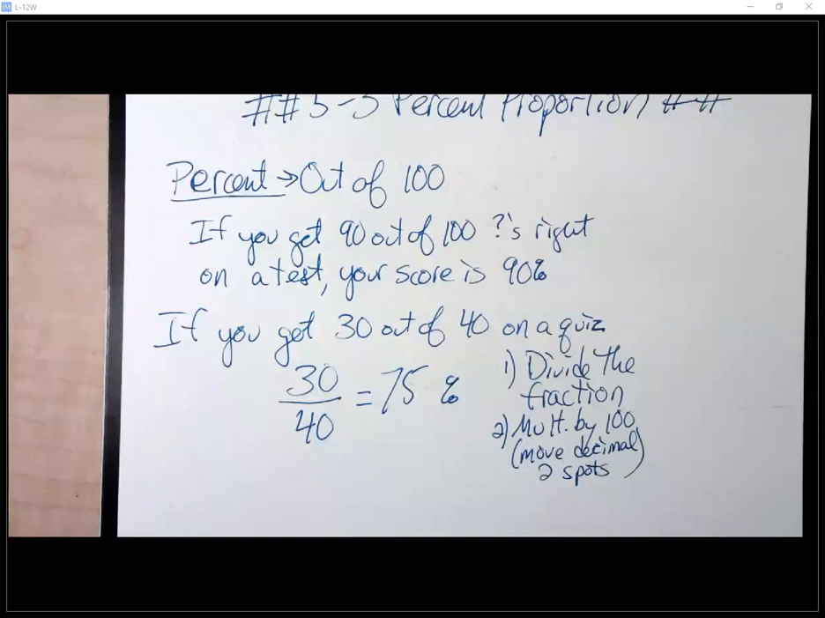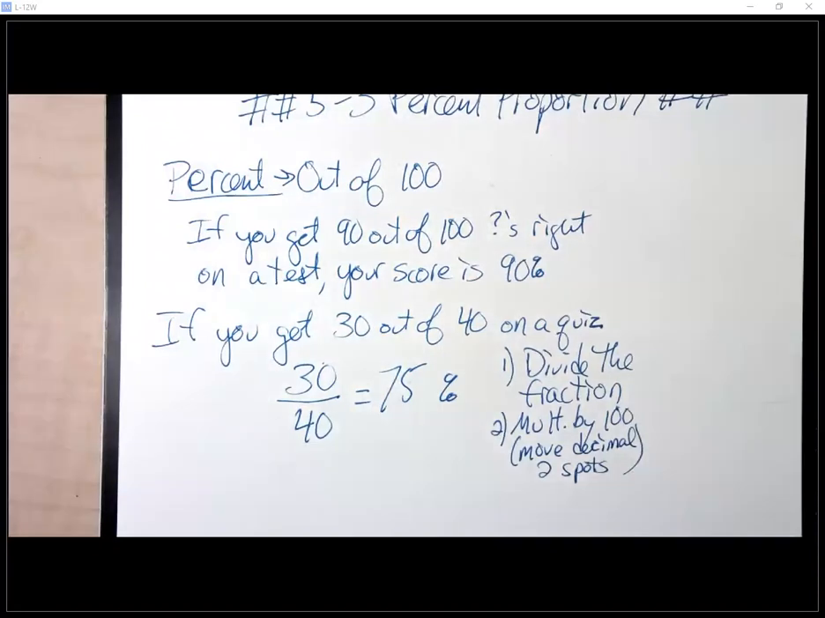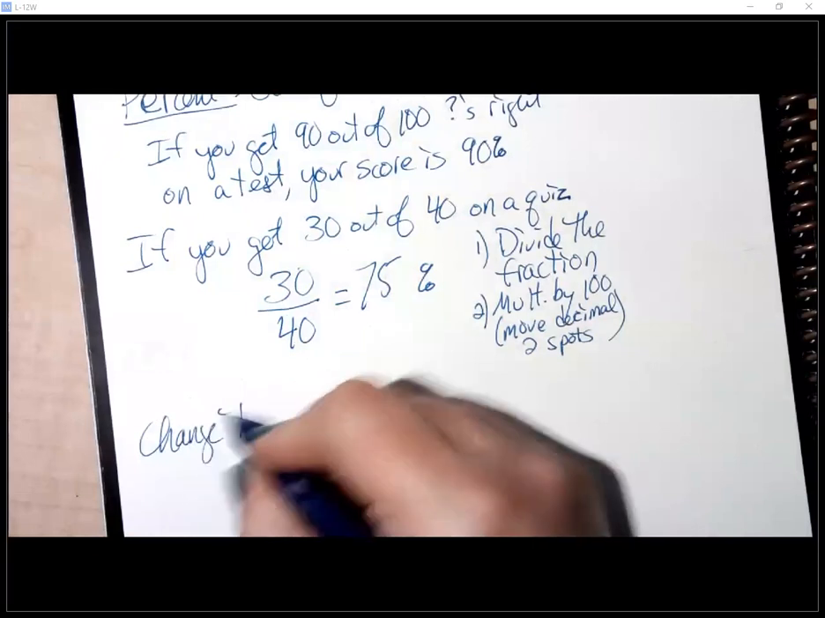If you are given a fraction, or a ratio, which is just a comparison of the two numbers, you can always turn it into a percent by following these two steps: divide and multiply by 100. So sometimes, when I give you back a quiz or a test and it says, I don't know, 25 out of 26, you're like, well, what's that as a percent? I'm not telling you. You know how to find it. Divide the two, multiply by 100. So try a couple more. Change the ratio to a percent.